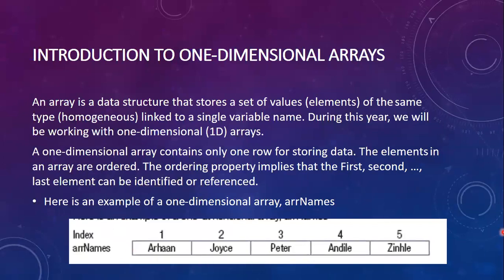So let us take a look at this picture. Here I've got an index of names. Now, you will see here are names. I'm going to get to the prefixes shortly, but let's first look at. So I've got Arhan, Joyce, Peter, Andile, and Zingle. Okay, so Arhan is in position 1. So the index here would be 1. Joyce is going to be position 2 or index 2.